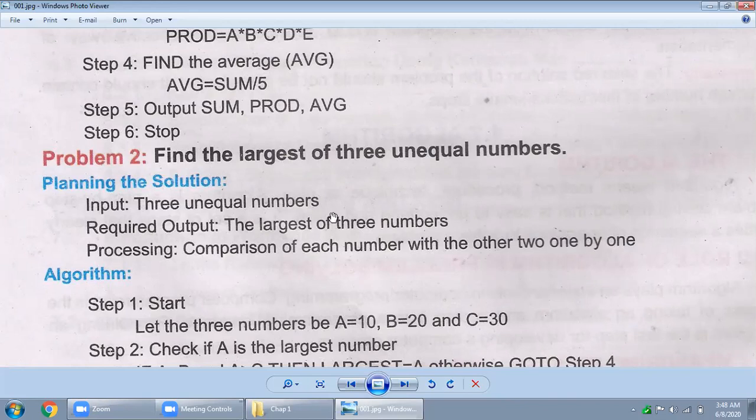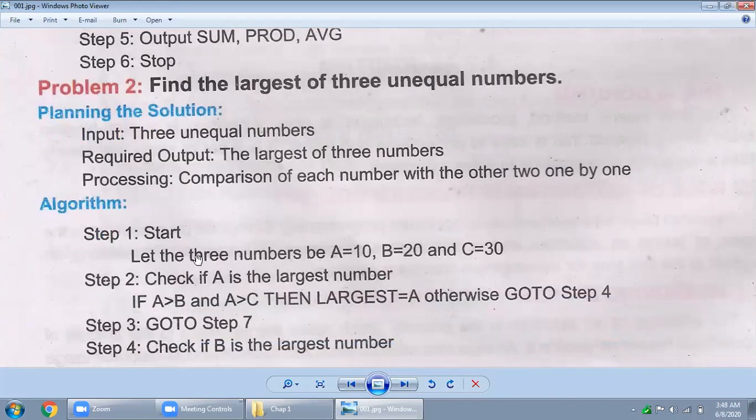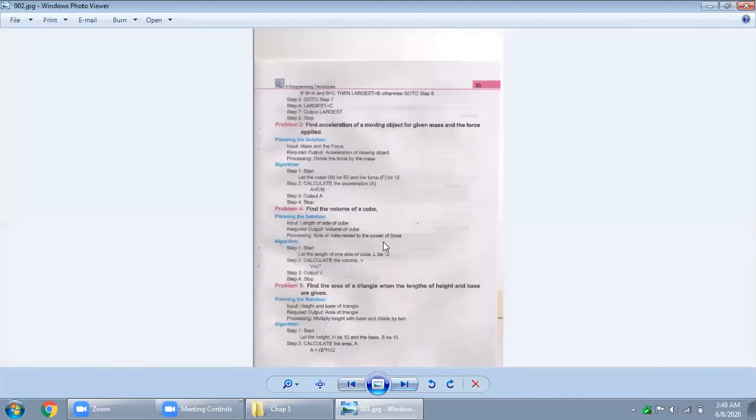I can give you a clue: if you change only one operator, the rest of the things are the same. It will be very, very easy. That is the clue; I have also solved that algorithm with you. Your assignment is to find the smallest of 3 unequal numbers. You must follow all of these steps, but place that operator where it needs to change. Okay, next one.